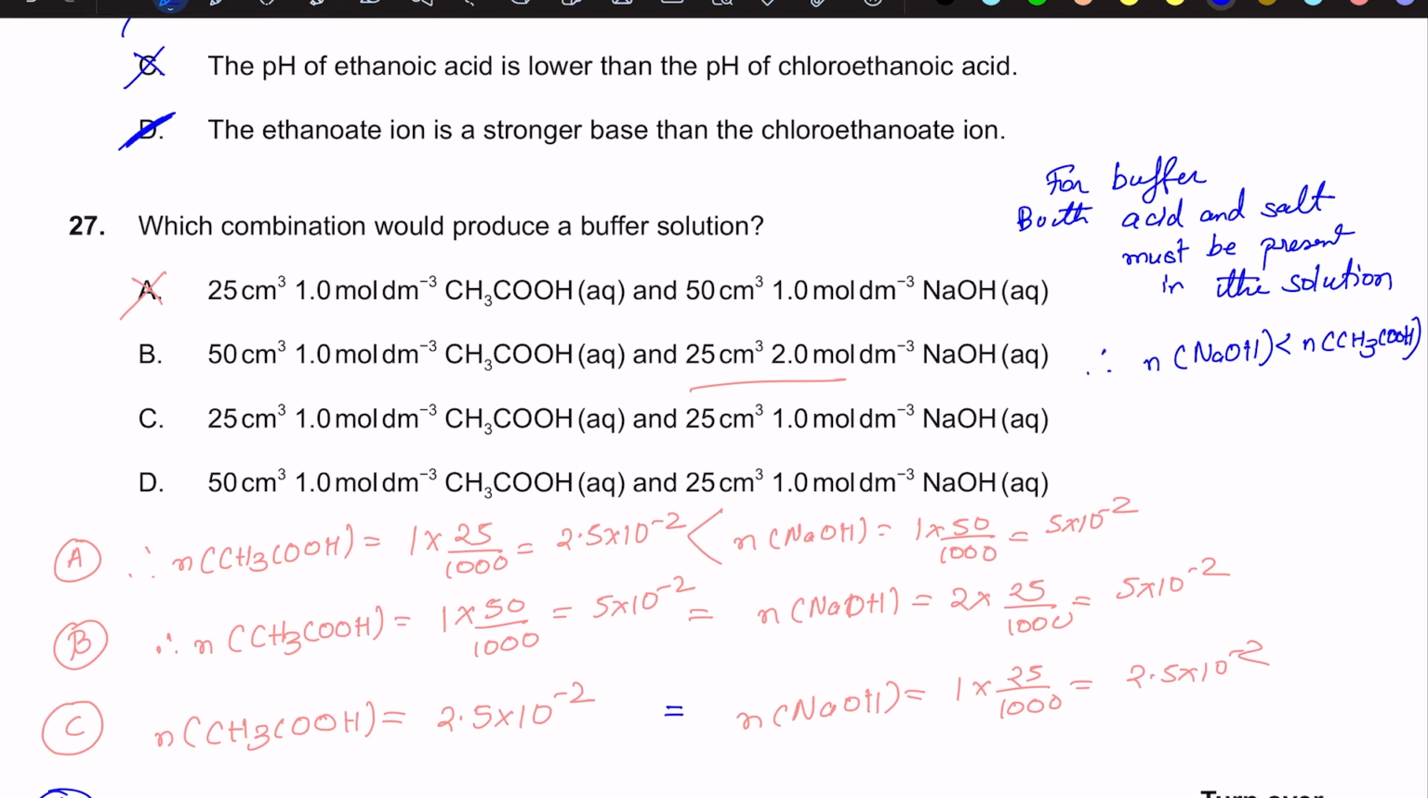Now checking the last option, so we are just left with option D, so this has to be the right answer, but still let's try to solve this. Moles of CH3COOH, this would be 50 times 50 by 1000 times 1, volume times concentration, 5 times 10 to the power minus 2, and you have moles of NaOH, which is 25 times 1 times 25 by 1000, 2.5 times 10 to the power minus 2. Obviously in this case, moles of ethanoic acid is more than the moles of NaOH, and that makes D the correct answer.